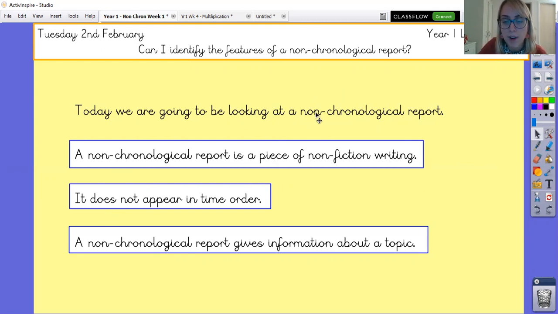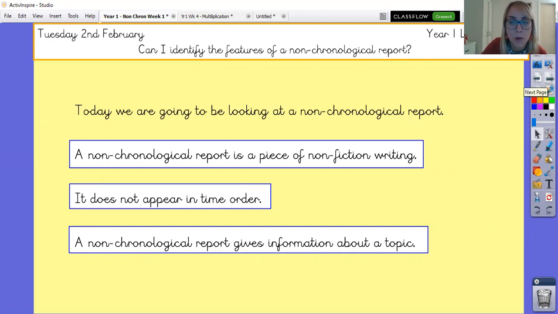So if you were reading a newspaper report about an event, it would be told in time order. Whereas non-chronological reports do not appear in time order. Now, a non-chronological report gives information about a topic, and we're going to explore a non-chronological report now.